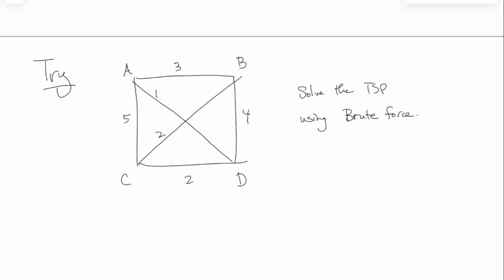As I'm walking around, I realized I didn't tell you where to start and finish. You can start and finish at any vertex. I saw most people are starting at A, which is fine. You can pick any starting point. Sometimes I might say start and finish at a specific point. It doesn't matter.